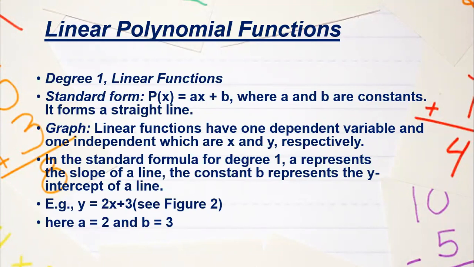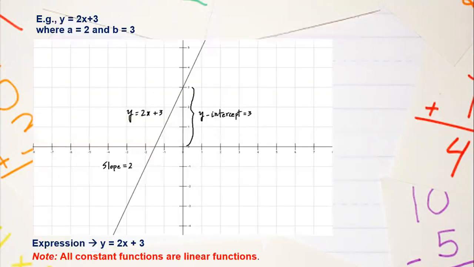Giving an example, y = 2x + 3. We'll see figure number 2. Here a = 2 and b = 3. So here's the graph. Now we have a slant line, y = 2x + 3, and the y-intercept is at (0, 3) and it has a slope of 2. So y = 2x + 3 and all such constants make linear functions.